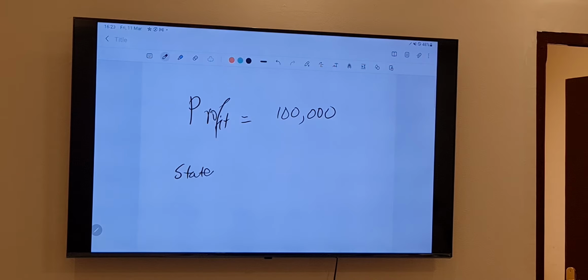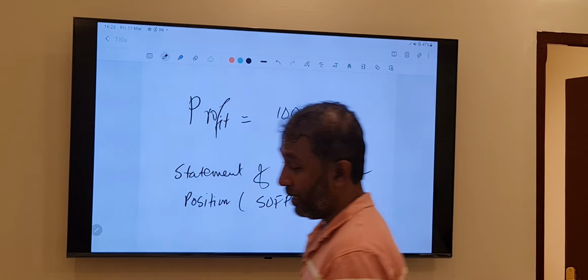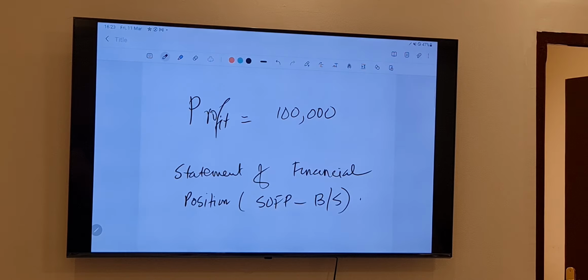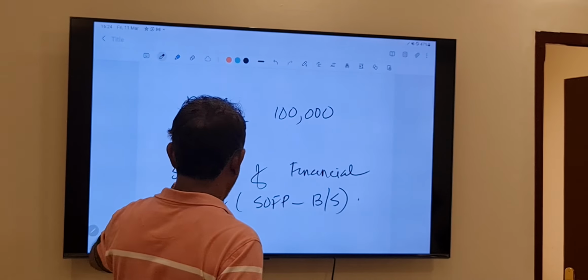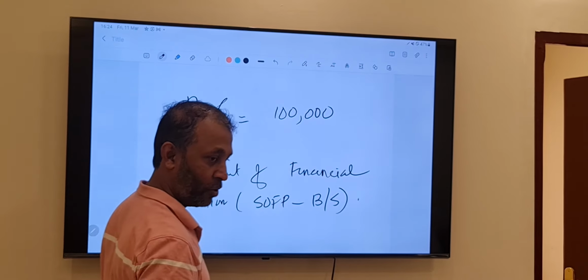Statement of financial position. In short we call it SOFP. We have an old name, balance sheet, BS, balance sheet. So you can say that this document is produced. Statement of financial position, SOFP. That's in short.